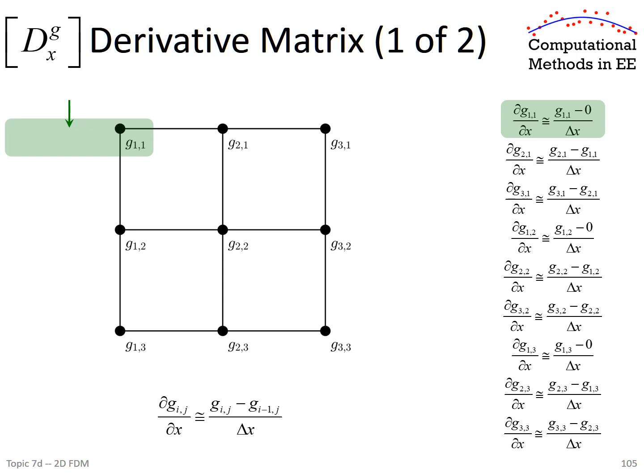So first, we're in the cell containing G11, and we would like to have G11 minus G01 divided by the spacing delta x. But of course, the G01 doesn't exist. Using Dirichlet boundary conditions, we'll have a 0 in its place. So it's G11 minus the 0 over delta x.